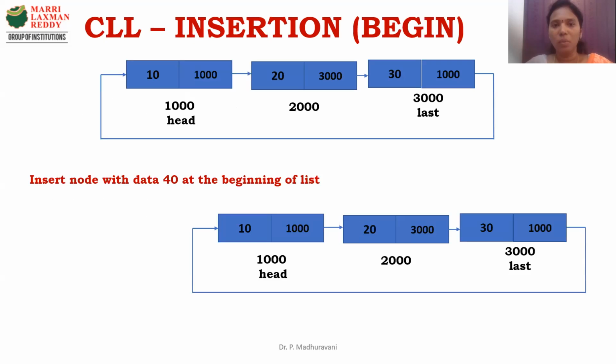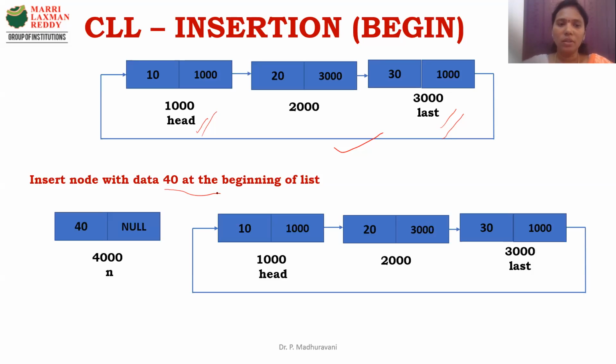Insert a new node at the beginning of a circular linked list. Let us take this example, a circular linked list with three nodes, with the first node always referred to with the name head and the last node referred to with the name last. Now you try to insert a new node 40 at the beginning of the list. You need to allocate memory for a new node, insert the data value as 40 and make the next part null. This node we are referring to with the name n.